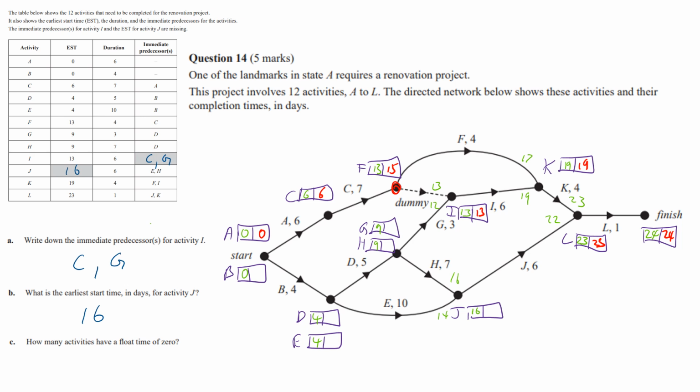13 is the lowest number there, so 13 minus 3 is 10 for G. But then we're going to come down the bottom here, so 23 minus 6 is 17. Then we're going to go back up through the H, so 17 minus 7 is 10, so there's also a float of 1 on there. 17 minus 10 is 7, so that's 7 for E, don't have to put it there, that's what erasers are for. 10 minus 5 is 5, 5 minus 4 is 1, and let's highlight our critical path.